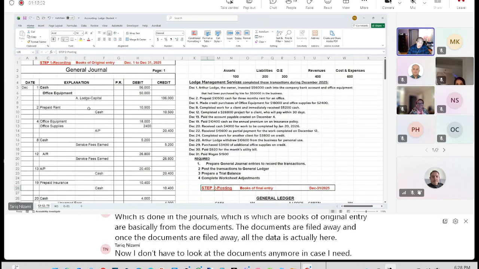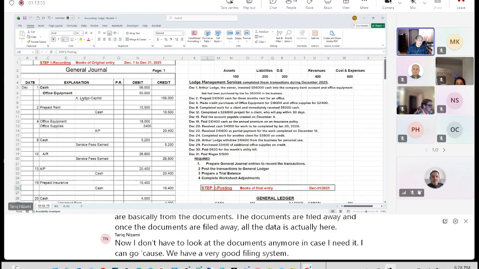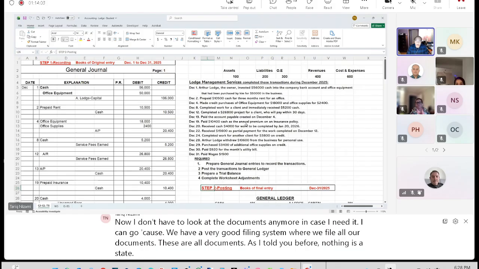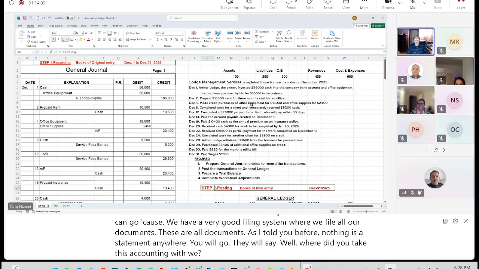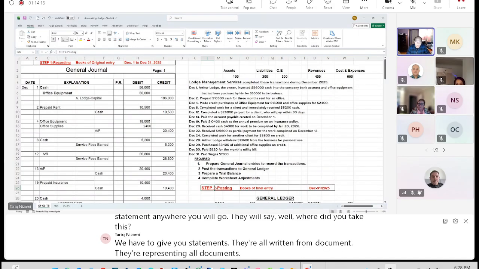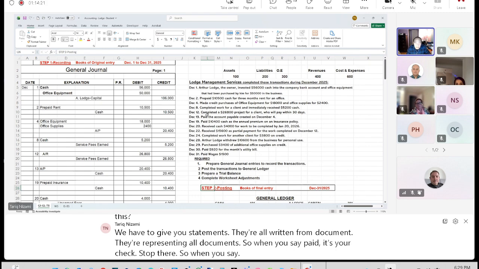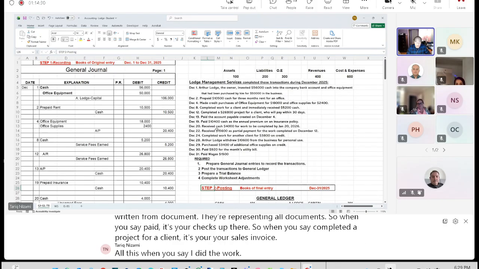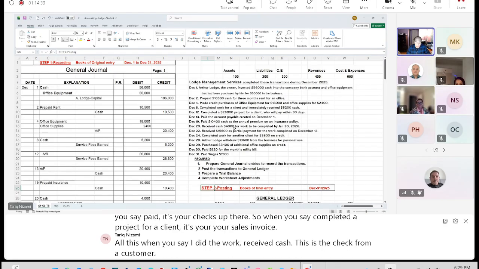In case I need them, I can go, because we have a very good filing system where we file all our documents. These are all documents, as I told you before. Nothing is a statement anywhere you go. They will ask where you took this accounting from, and we have to give statements. They're all written from documents. When you say paid, it's your check stub. When you say completed a project for a client, it's your sales invoice. When you say received cash, this is the check from a customer.